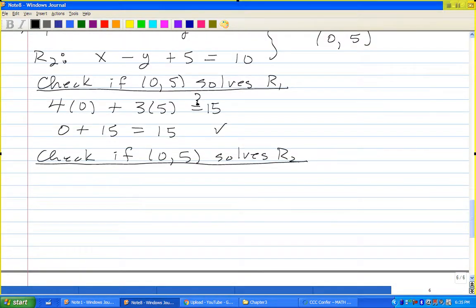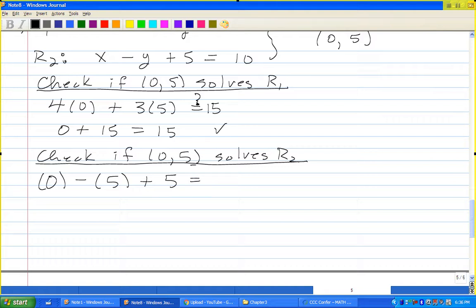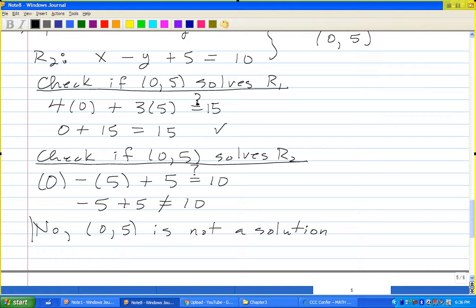Is x minus y plus 5 equal to 10? Is 5 minus 5 equal to 10? No. And so, since this ordered pair doesn't solve the second equation, no, this is not a solution to the equation. So no, (0, 5) is not a solution to the system of simultaneous linear equations.